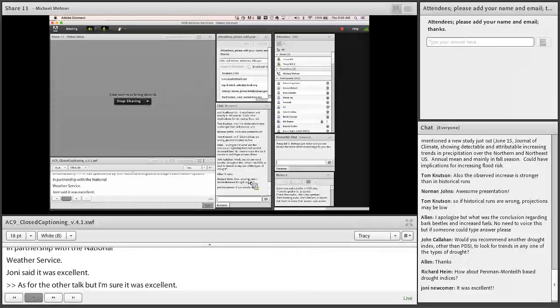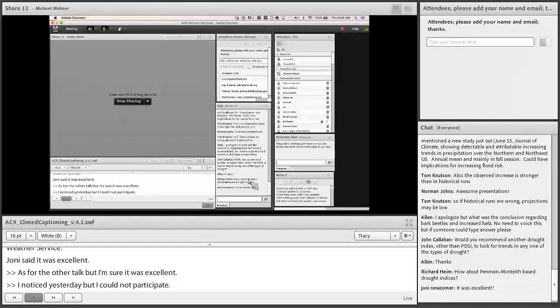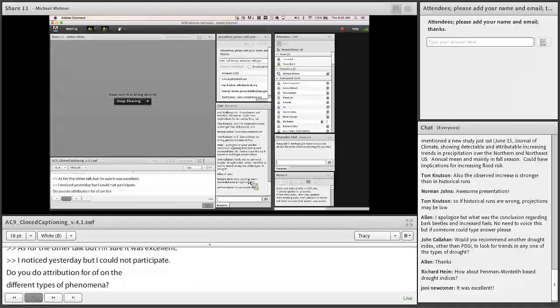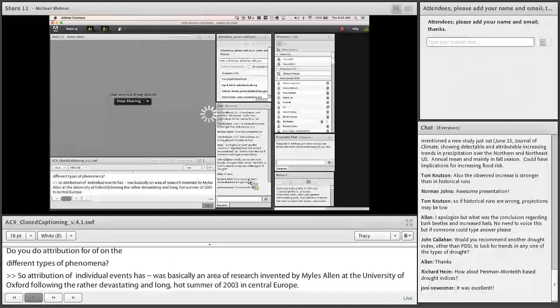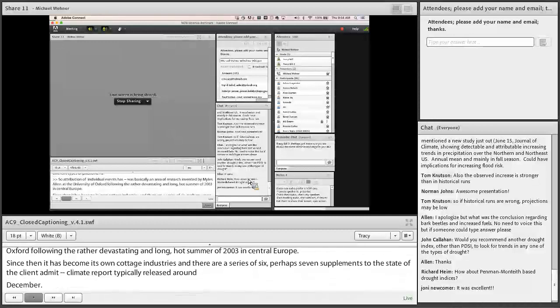So do you do attribution for a lot of different types of phenomena, Michael? Then, I mean, you've applied your talents here. So attribution of individual events was basically an area of research invented by Miles Allen at the University of Oxford following the rather devastating and long hot summer of 2003 in Central Europe. Since then, it's become its own cottage industry, and there are a series of, I think, six or perhaps seven supplements to the State of the Climate Report annually in the Bulletin of the American Meteorological Society, typically released around December. And there are, I don't know, maybe 100 or more different events that have been analyzed in those publications alone, plus the rest of the literature.